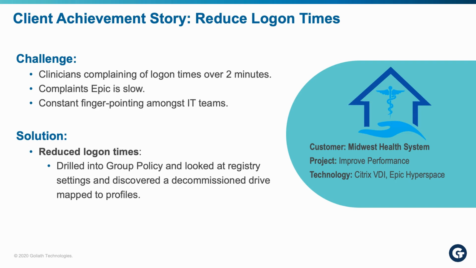This is an example for a large Midwest health system, and they were really struggling because their end users were complaining that Epic was slow, and it was taking them over 2 minutes to log in. As you can imagine, there was a lot of finger pointing. Was the root cause because of Epic? Was the root cause because of the environment, Citrix, that they were throwing it into? Was it because of the clinicians? Was it because of the endpoints?